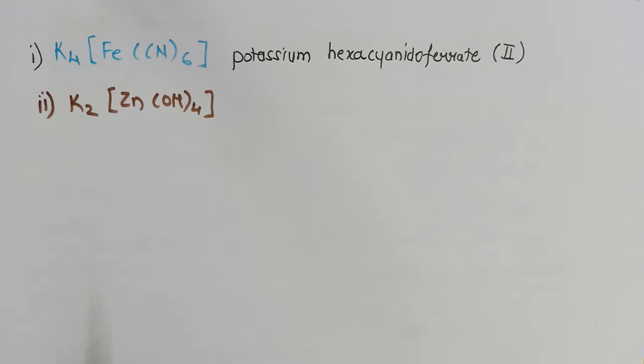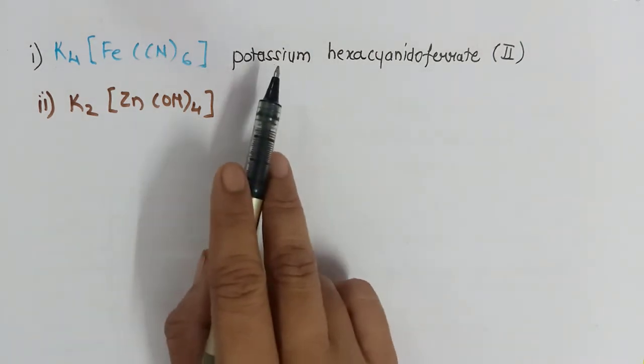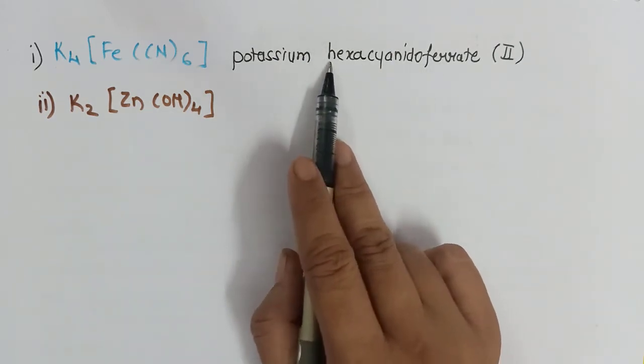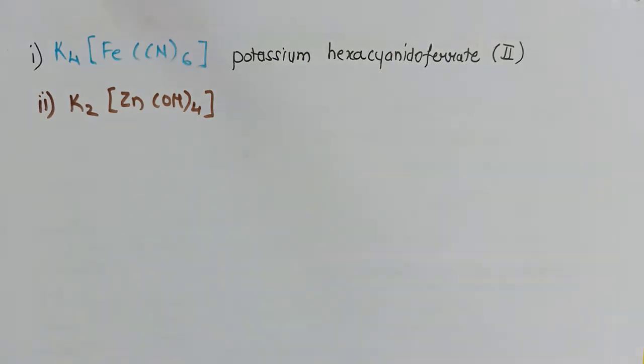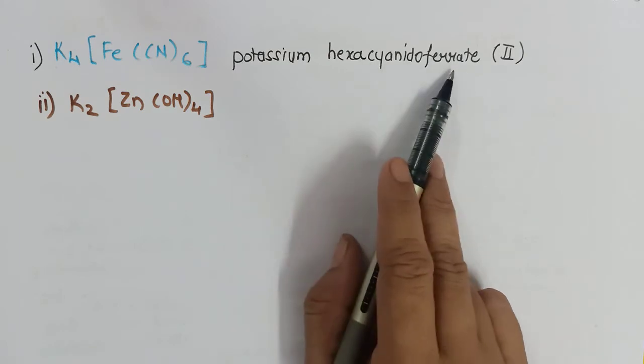Now before we move on to the next example, just look at one thing here. I have given the space between the counter ion and the complex ion. But the complex ion name I have written without giving a space. The name should be written in one go. Don't give a space between the name of the ligand and the name of the central metal atom.